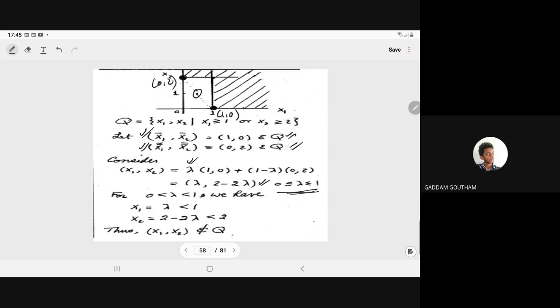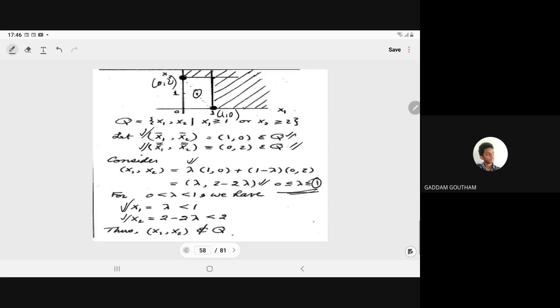So by chance, if you take lambda as any value less than 1, it will give you 2 minus 2 lambda, with lambda less than 1. It will come out that x1 is less than 1 and x2 is less than 2.